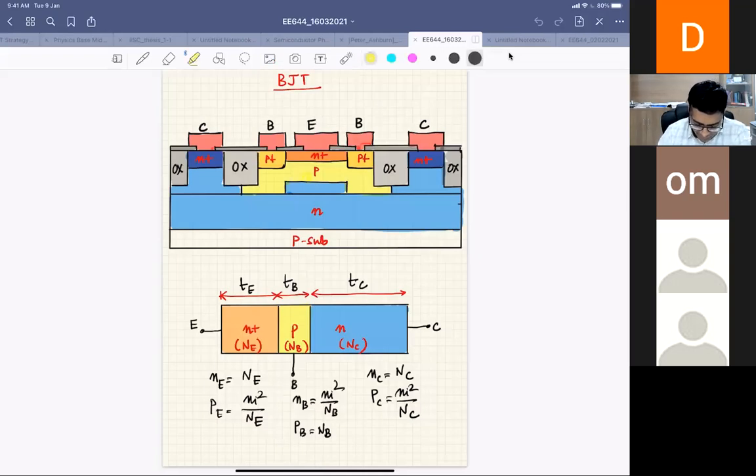If the emitter doping is Ne, there are Ne number of electrons and Ni square by Ne number of holes, right? Similarly, if the doping of the base is Nb, I have Nb number of holes and Ni square by Nb number of electrons. If the collector doping is Nc, in the collector I have Nc number of electrons and Ni square by Nc number of holes, right? This is at room temperature.